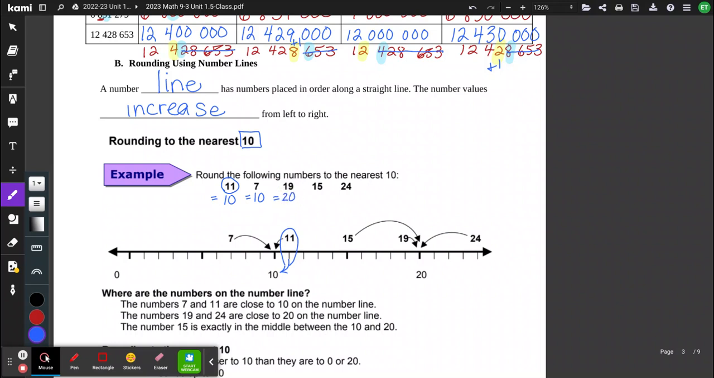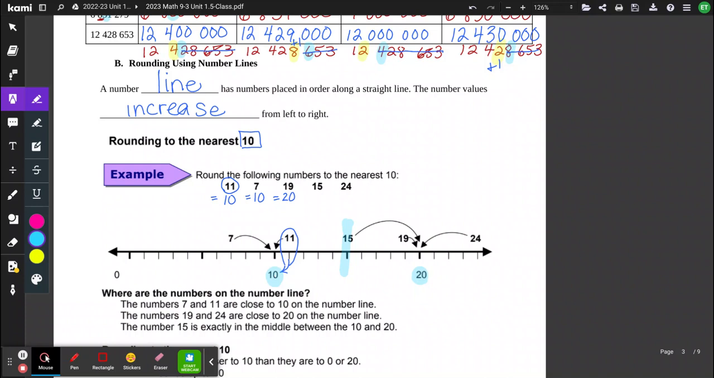Well, look at that number 15. Number 15 is right in the middle between 10 and 20. What happens if it's right in the middle? They're showing us with an arrow. It's his own number, but if I want to round him to a 10, that means he has to become a 10 or a 20. So which one would he go to? The bigger one, because he ends in a 5. So remember, if the numbers end in a 5, a 6, a 7, an 8, or a 9, they're going to go to the bigger number.